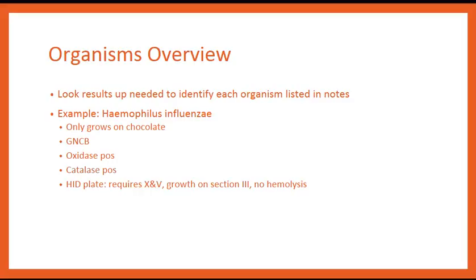So when you're looking at the plates, it's only going to grow on chocolate. It shouldn't be on blood and MacConkey. When you do a gram stain, you're going to see gram-negative coccobacilli. It's oxidase positive, catalase positive, and then the next step is you do the Haemophilus identification plate. Influenzae requires X and V. There will be growth on section 3 in the quad plate, and there will be no hemolysis.